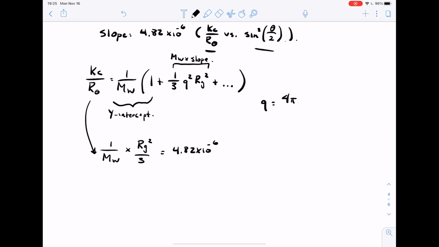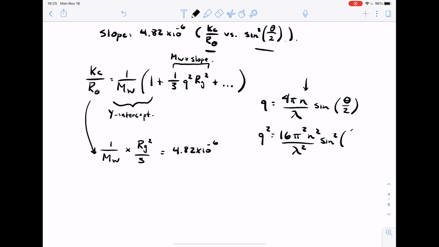But Q itself is 4 pi and for light scattering times n, the refractive index, divided by lambda, that n doesn't appear for neutron scattering, times the sine of theta over 2. So q squared is 16 pi squared n squared divided by lambda squared times sine squared of theta over 2. So that factor out front, the lambda squared, 16 pi, whatever, we're going to have to multiply by that because we didn't take it into account when we were fitting.